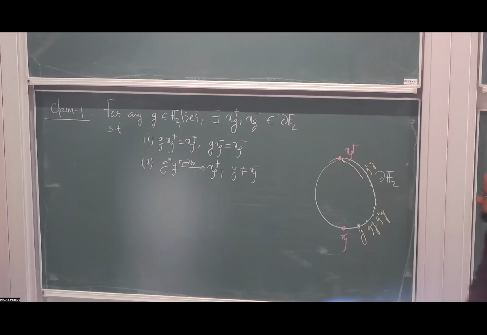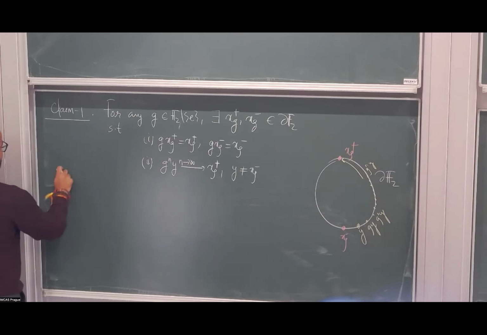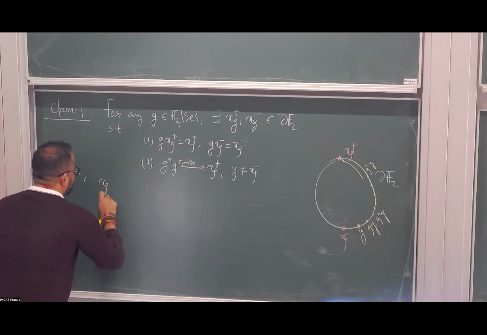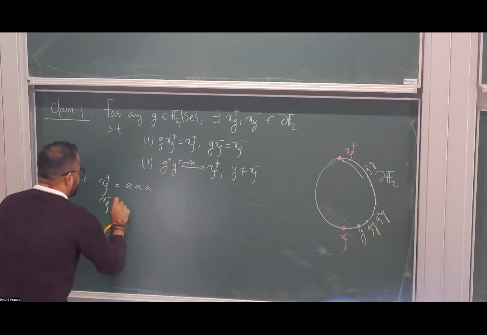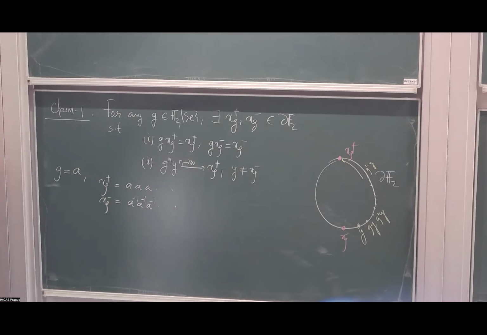So here is an example. For example, let me pick the word A. So say that g is A. So what are the poles? Exactly, very good. And the other thing is A inverse. So x_A plus is A, A, A, and so on, and x_A minus is A inverse, A inverse, A inverse, and so on. And if you apply A to it, it is not going to do anything to it. It is being fixed.